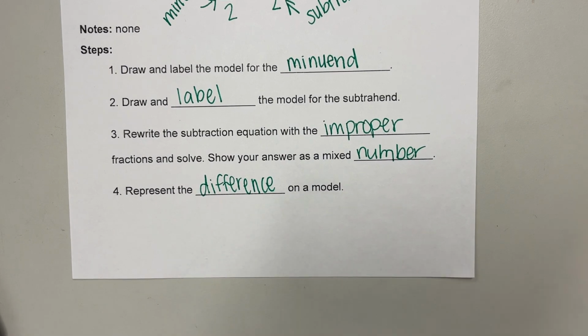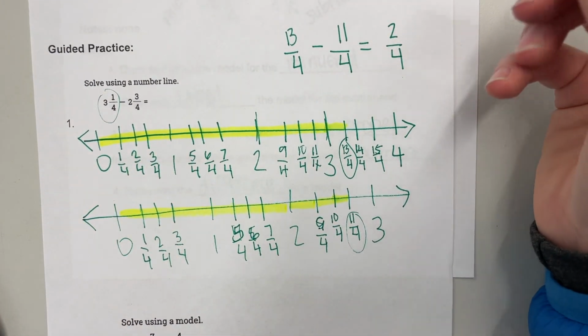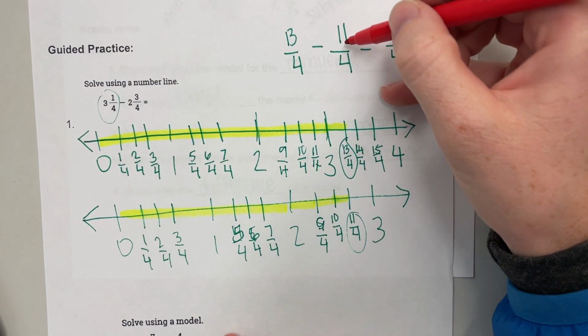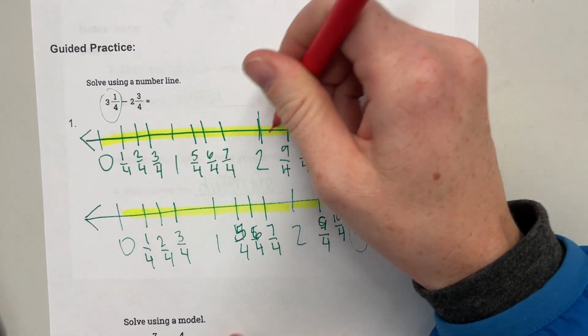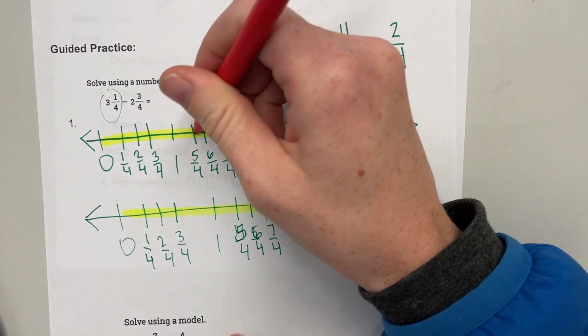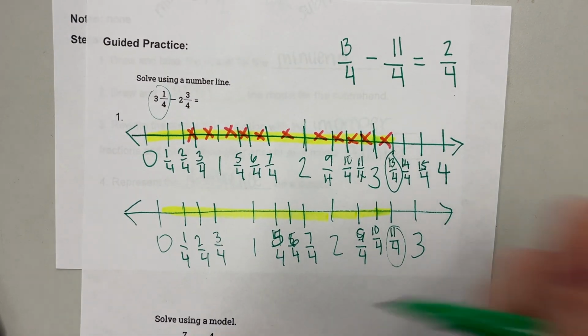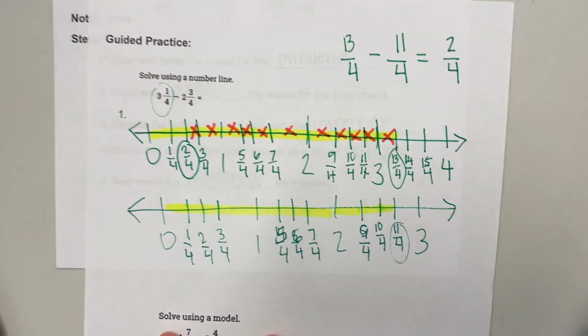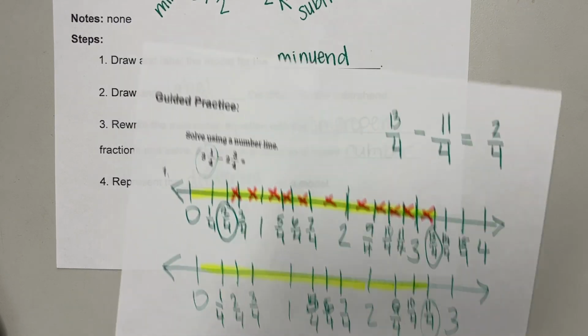So now I need to represent the difference on a model. So I'm actually going to come up here and I'm going to cross off 11/4. So 1, 2, 3, 4, 5, 6, 7, 8, 9, 10, 11. So what I'm left with is 2/4. Okay, we're going to do the next one.